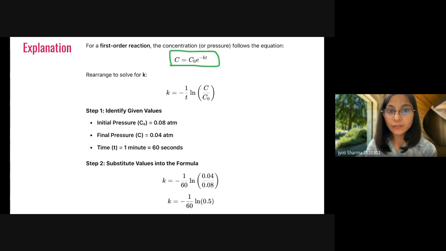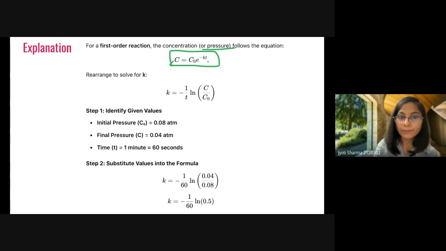C is the concentration of the reactant after some time t. C0 is the initial concentration at time equal to 0, and e^(-kt) is after that time you are calculating the concentration. But here we are replacing this concentration with the pressure. Based on this, k will be minus 1 upon t natural log of C upon C0.